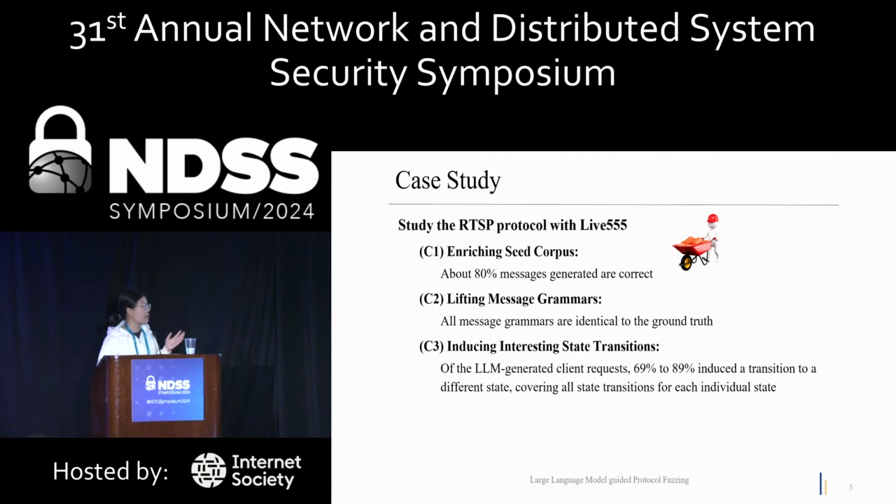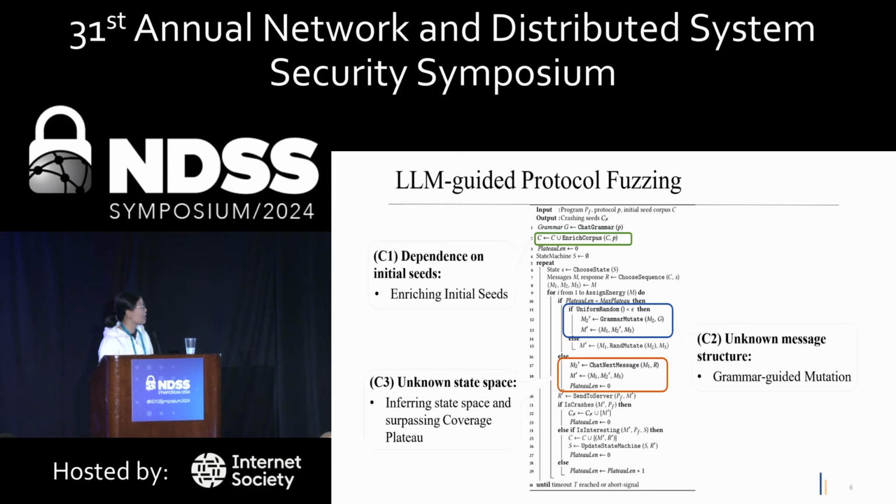So we are happy to see that in the generated messages, about 70% to 90% of the messages can induce the state transitions to different states. And besides, these state transitions also cover all the transitions for individual states. So these results are quite promising, and motivated by these results, we proposed a large language model guided protocol fuzzing.